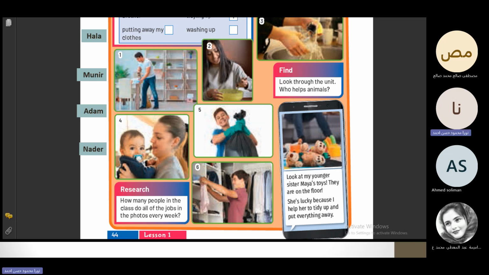I am Hala. I have to make my bed every day and tidy up my bedroom once a week. My mother isn't happy about how messy I am, but I always tidy up once a week on Saturday morning. It takes a long time. I have to put away all my clothes.